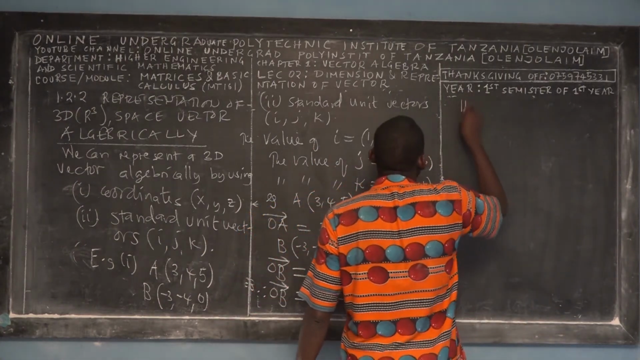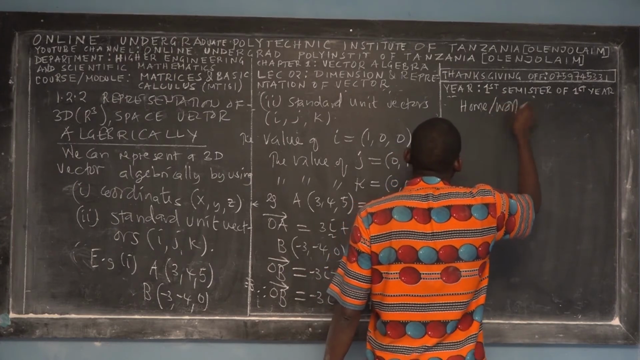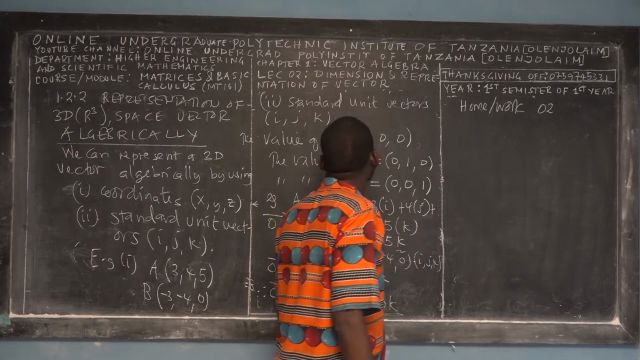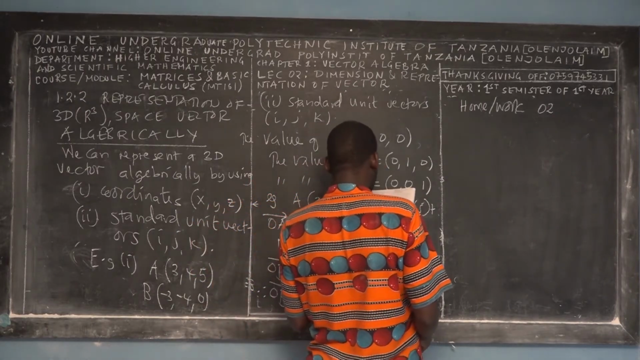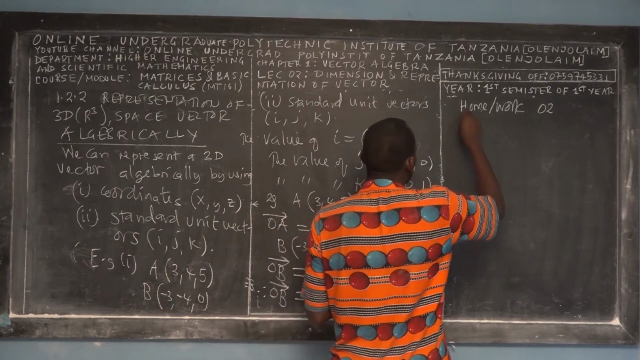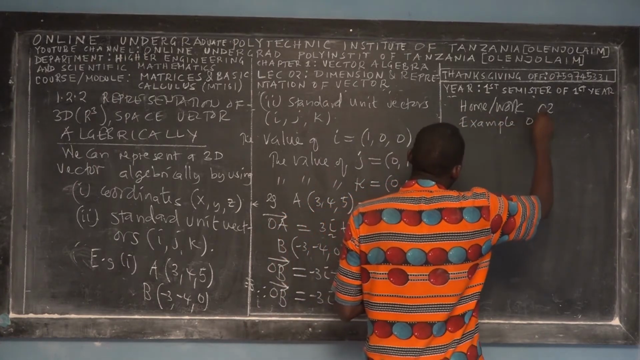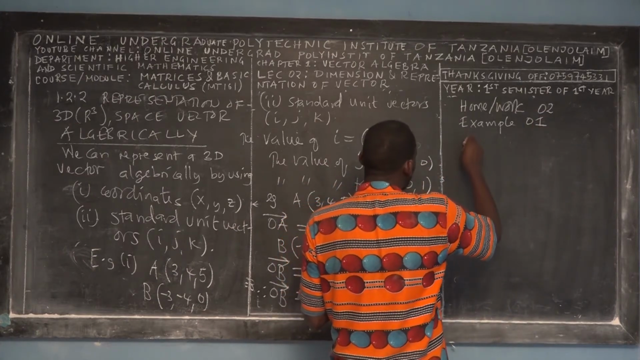Let me leave the homework, because I should not leave you without homework. Say it's homework time, tell your neighbor it's homework time. This is homework 2. Every lecture will have its homework. Homework 2 is stated as example 1. Example 1: if you've understood what I've been teaching you, then do this example 1.